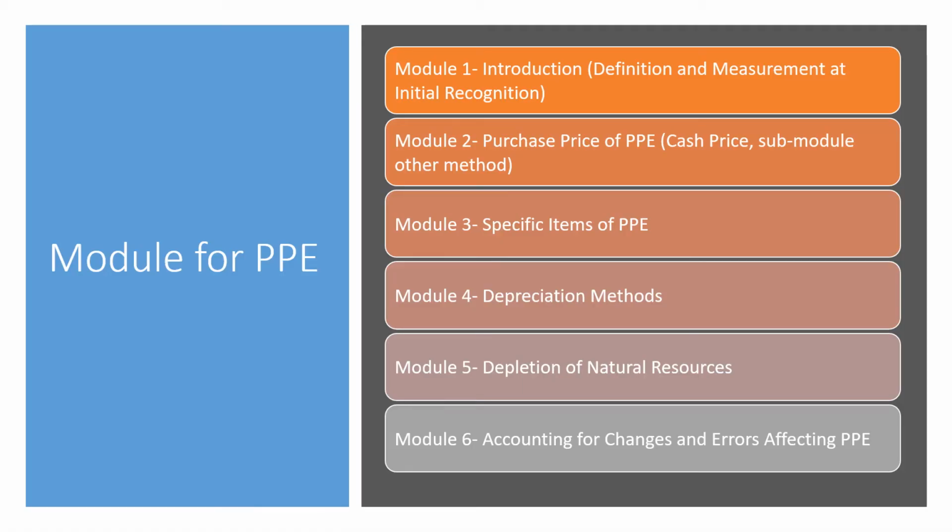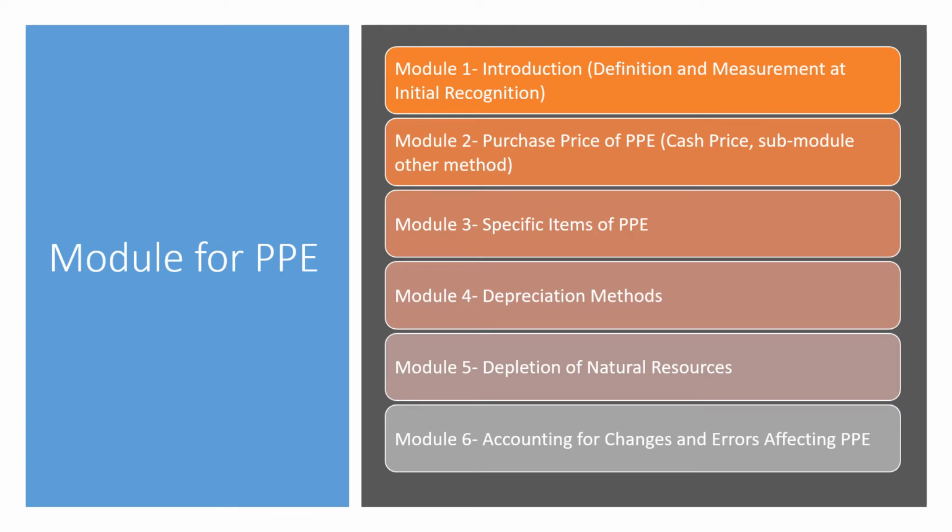For our module in accounting for property, plant, and equipment, this whole topic is divided into 6 different modules. Module 1 is an introduction, and we're going to discuss the definition and measurement and initial recognition for property, plant, and equipment.